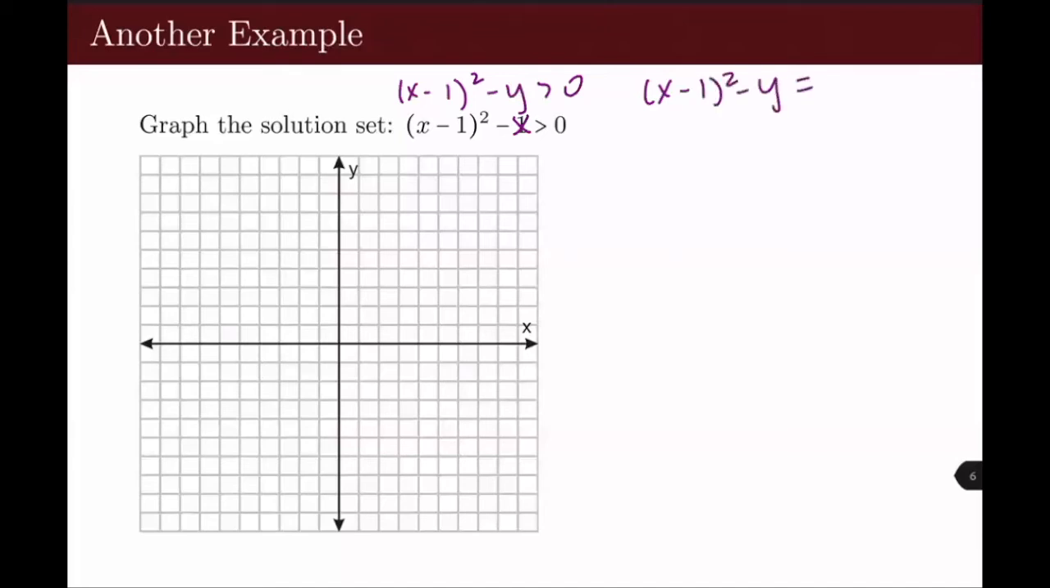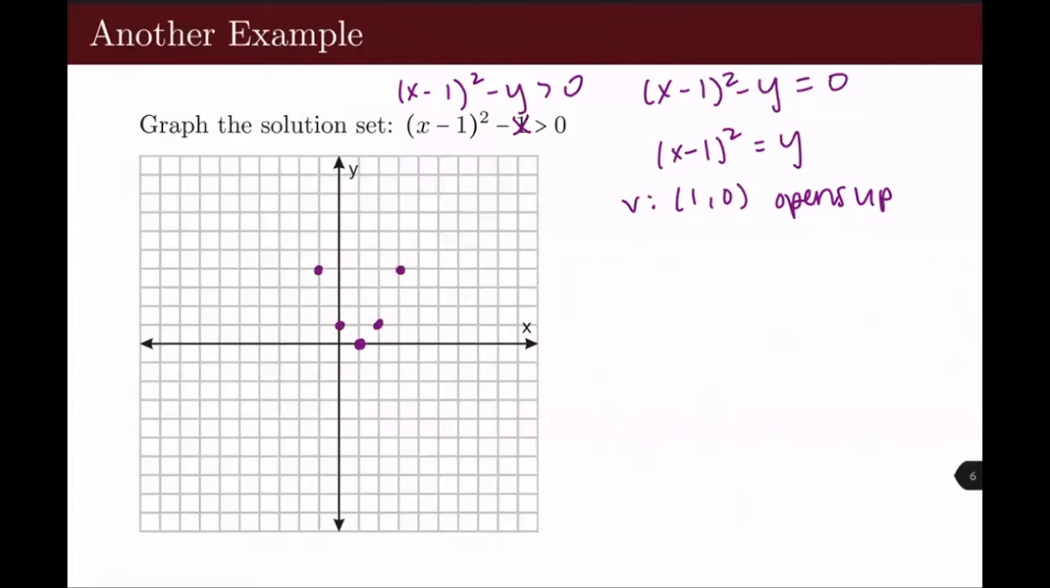So what we're going to do is first graph this function. So we'll have (x - 1)^2 is equal to y. So then what we'll do is we need to find the vertex of our parabola. So it's going to be (1, 0). And then we know that it opens upward, right? So our vertex is going to be here at (1, 0).